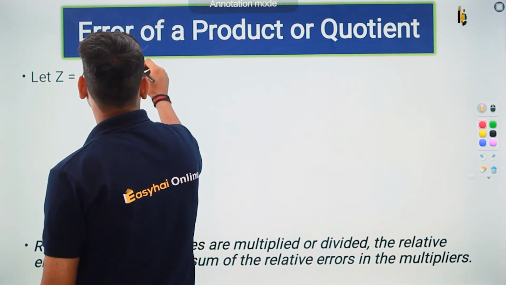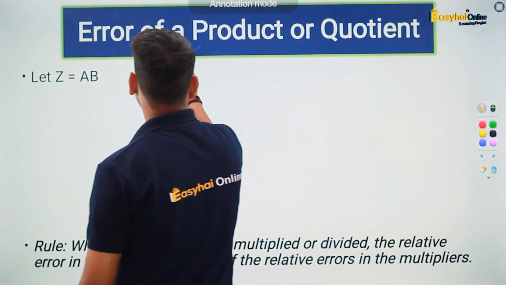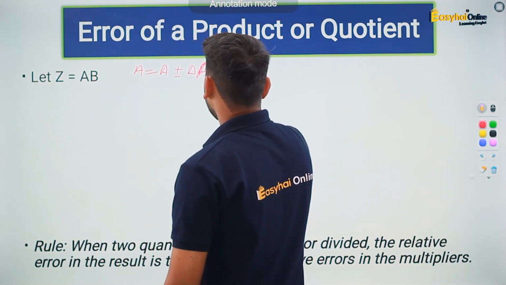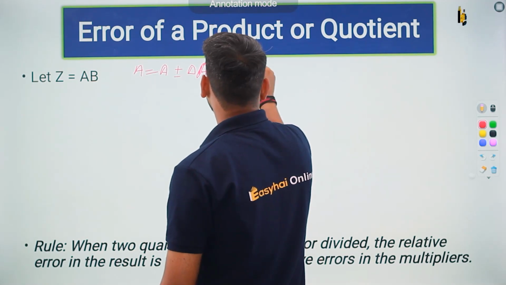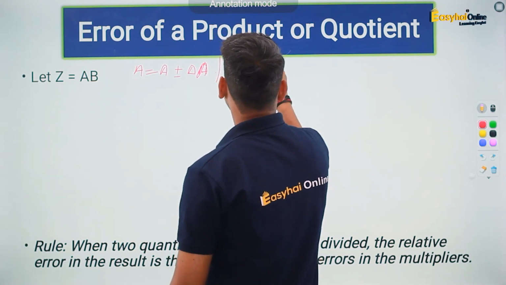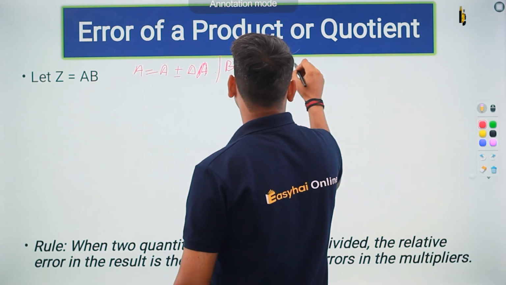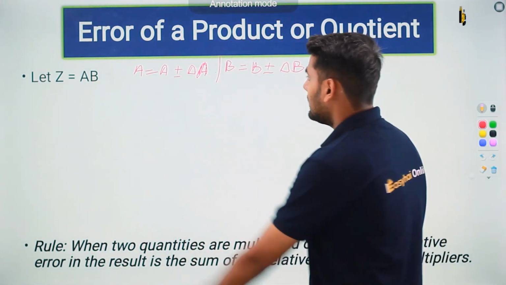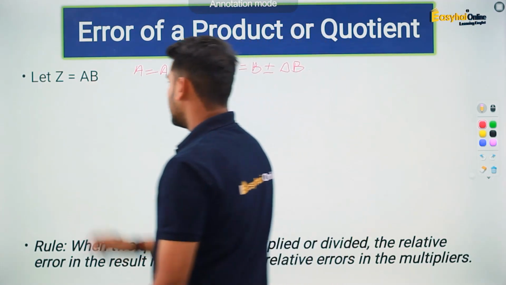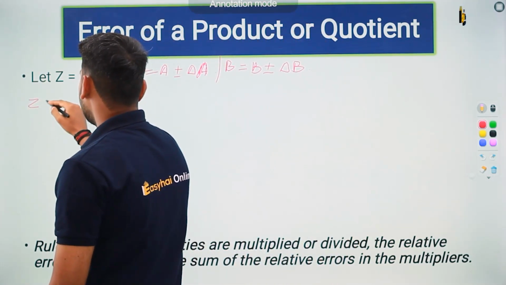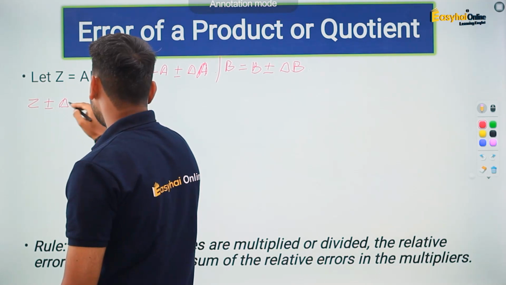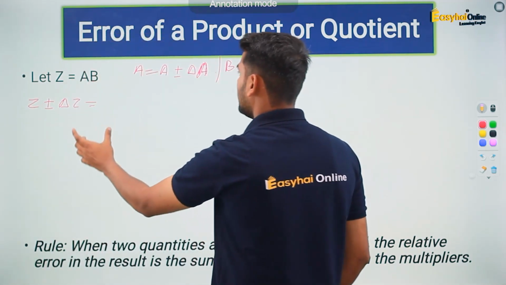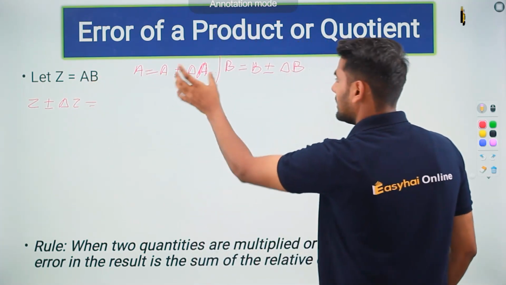and both A and B are getting multiplied to each other. So here I can simply write that A is basically A plus minus delta A, the error in A. Similarly, B is going to be equal to B plus minus delta B. This is the error in B. When they are combined, the final quantity Z is going to have some error as well, Z plus minus delta Z, and this is going to be equal to the multiplication of A and B.